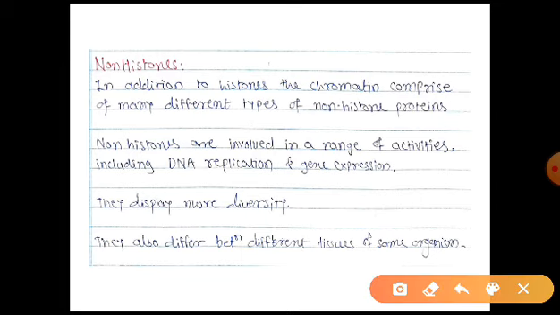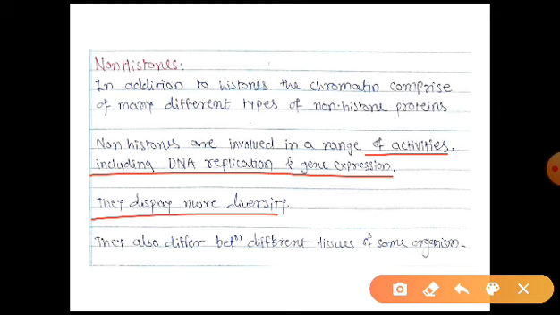Non-histones. The non-histones are the proteins which help in different types of winding processes of this DNA. The non-histones are involved in a range of activities including DNA replication and gene expression. They display more diversity. They also differ between different tissues of the same organism.